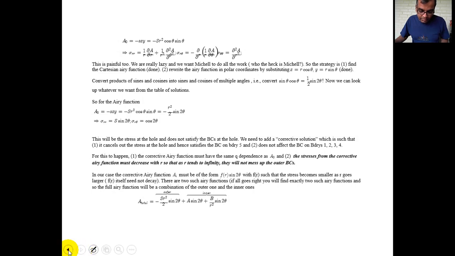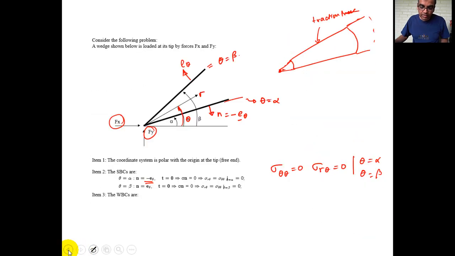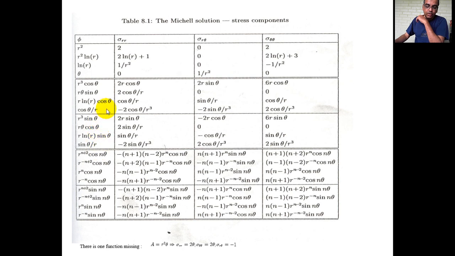So let us see. Go back. Oh, there you go. Sin 2 theta, sin 2 theta, sin 2 theta. Oh, here you go. R to the n plus 2 sin 2 theta, r to the minus n plus 2 sin 2 theta, r to the minus 2 sin 2 theta. So can you see this guy, this guy?